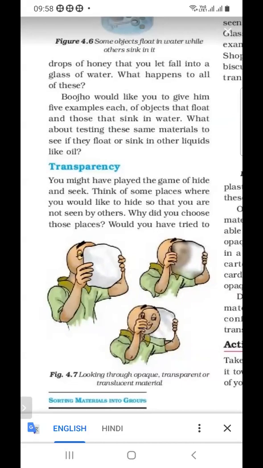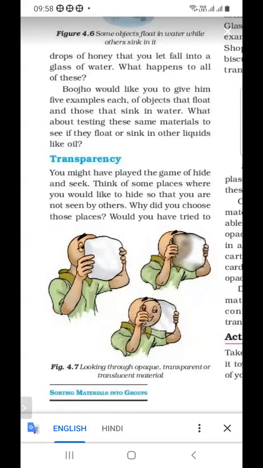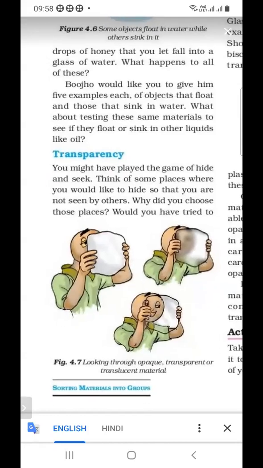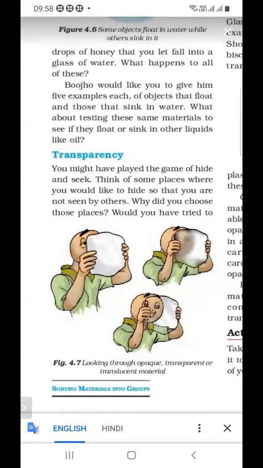So next is transparency. What do we mean by transparency? There are three types of objects: transparent, translucent, and opaque. What do we mean by transparent objects? The objects in which we can see completely clearly are called transparent objects. Suppose in figure 3 we can see easily, so this is a transparent object.